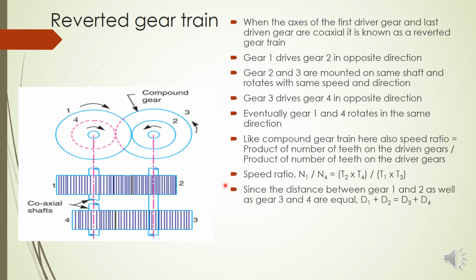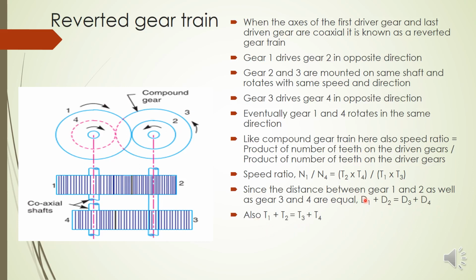Another equation we can also write in this reverted gear train. If you take the center to center distance between these gears, they are the same. That is, the center distance between gear 1 and 2 as well as gear 3 and 4 are the same. So we can write this one also: d1 plus d2 equals d3 plus d4. If you add the diameters of the pitch circles of gears 1 and 2, and 3 and 4, they are the same. d1 plus d2 equals d3 plus d4.